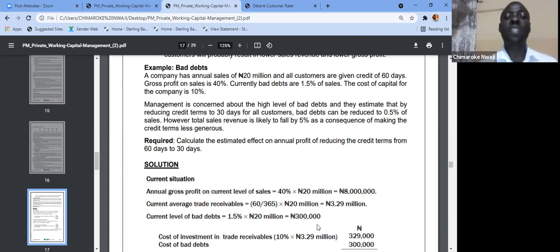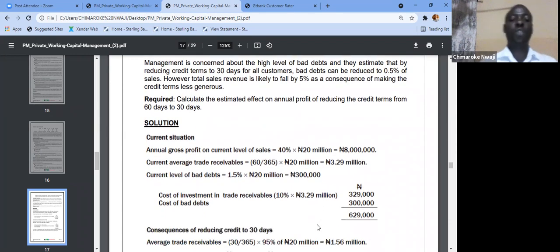However, total sales revenue is likely to fall by 5% as a consequence of making the credit terms less generous. So they're going from 60 days to 30 days, your sales will fall. Now we are asked here to estimate the effect on annual profit of reducing the credit terms from 60 days to 30 days. Remember, we did before increasing the credit terms from 30 to 60. We saw it was good. But now let's see whether reducing from 60 to 30 based on this current situation will be good.